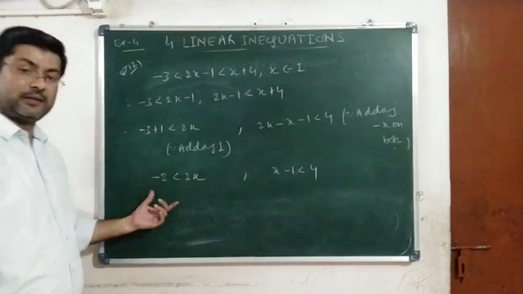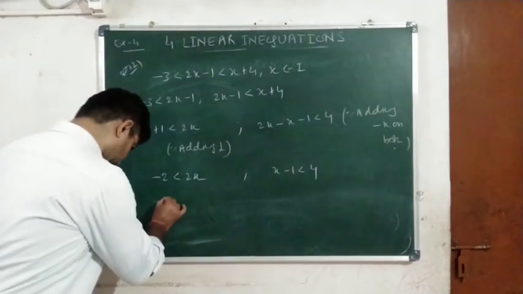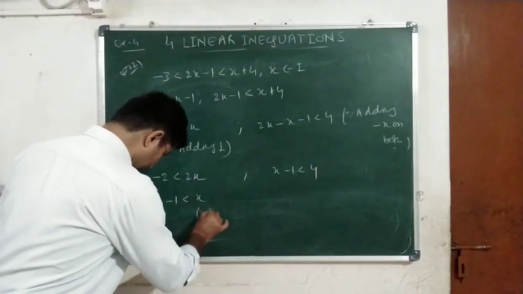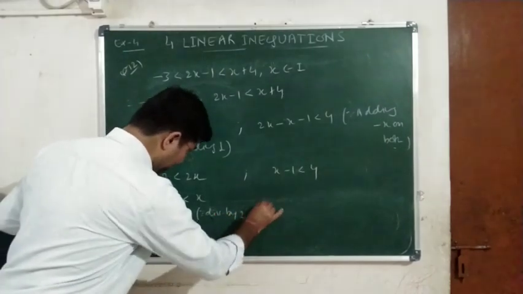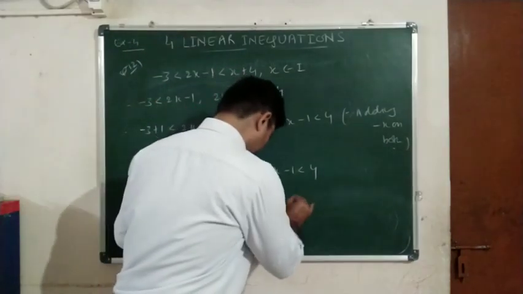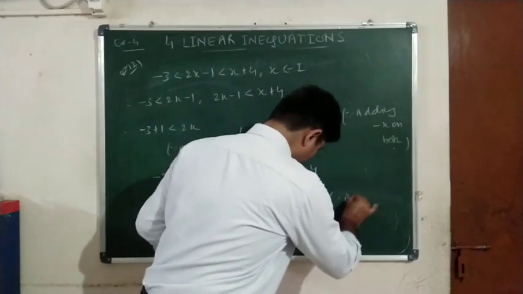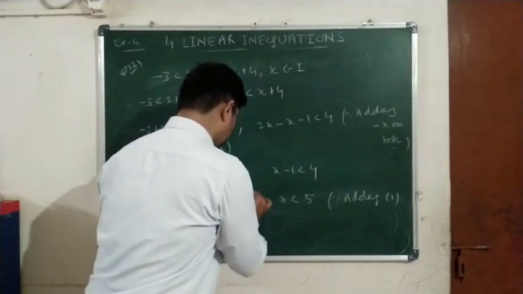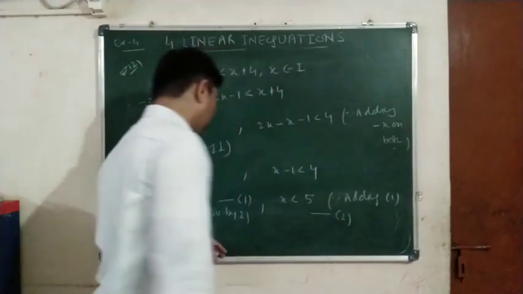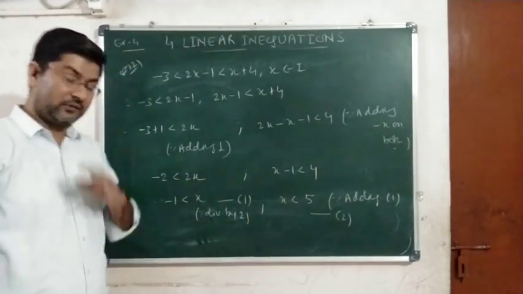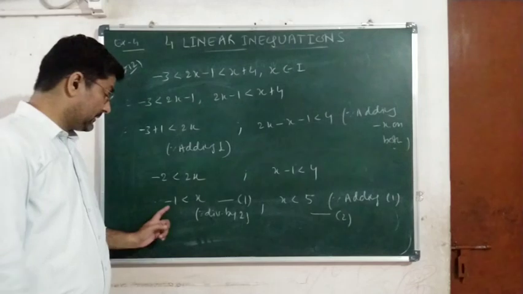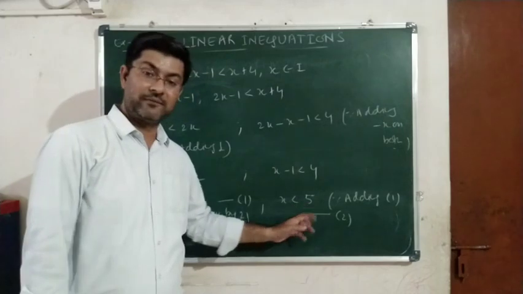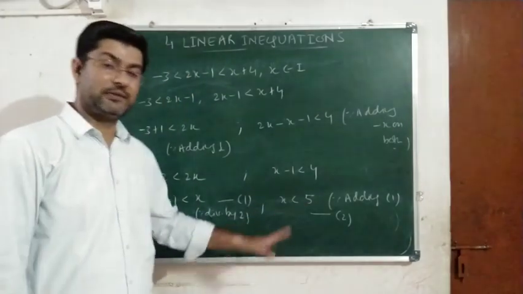In this inequation we will divide both the sides by 2. So minus 2 upon 2 will be minus 1 less than x, since dividing by 2, and adding 1, so x is less than 5 since adding 1 on both the sides. This is inequation number 1, this is inequation number 2. Now we can combine the two inequations. Inequation number 1 is minus 1 is less than x, and inequation number 2 is x is less than 5. It means x lies between minus 1 and 5.